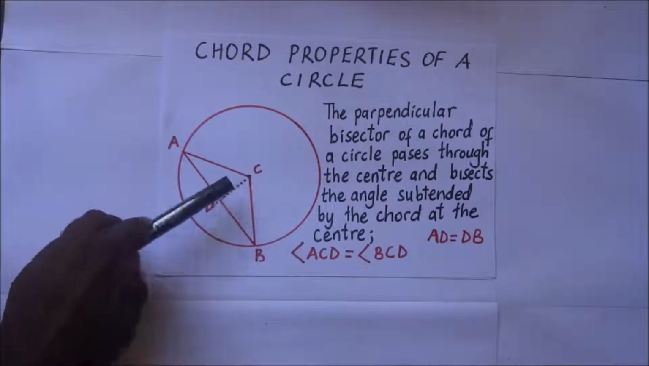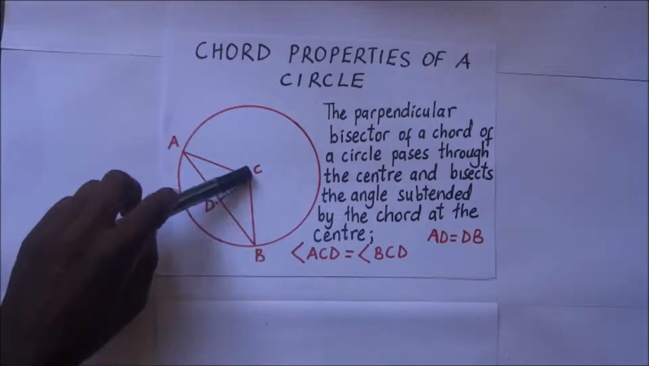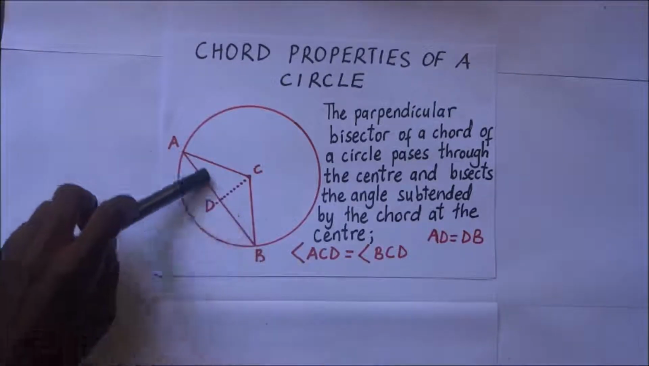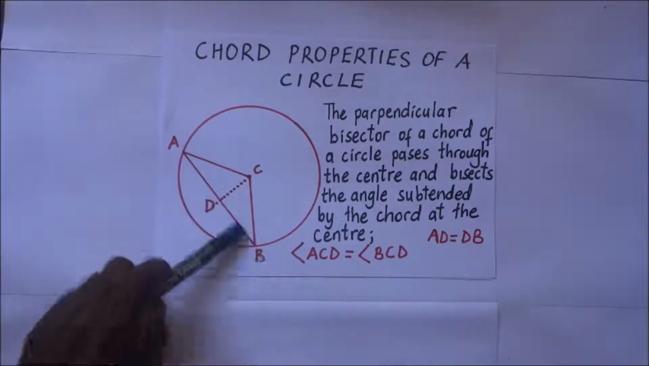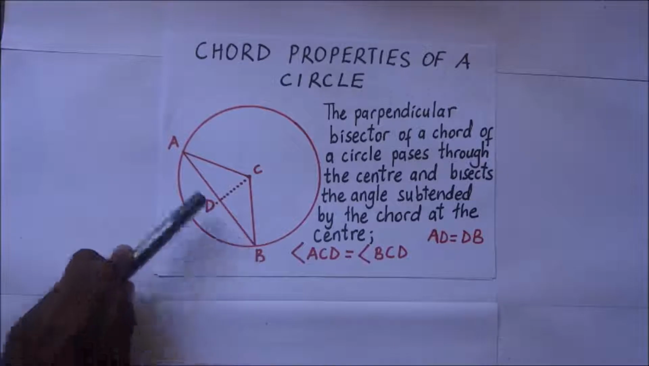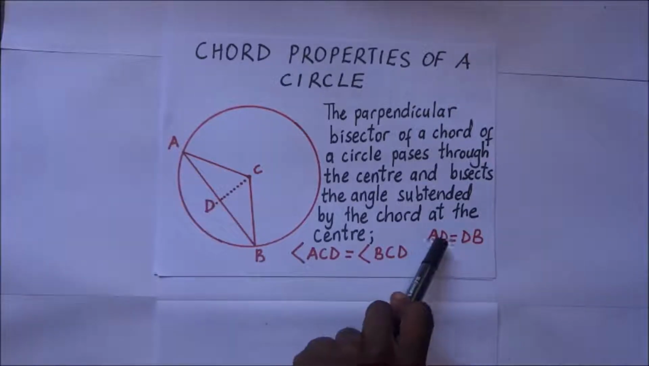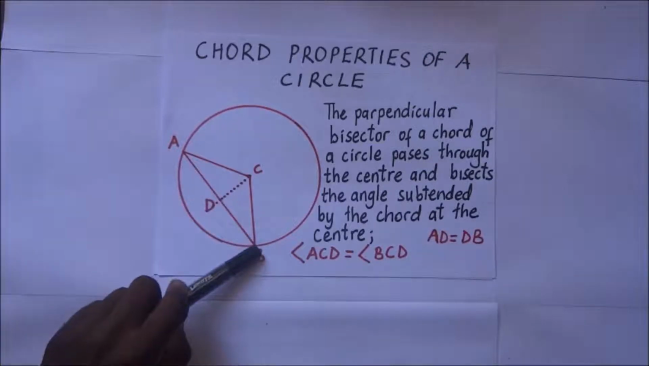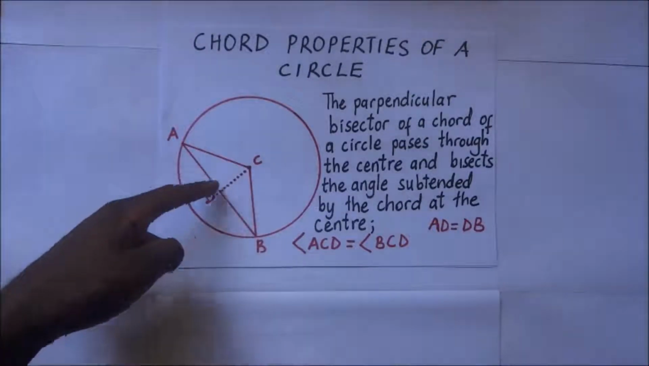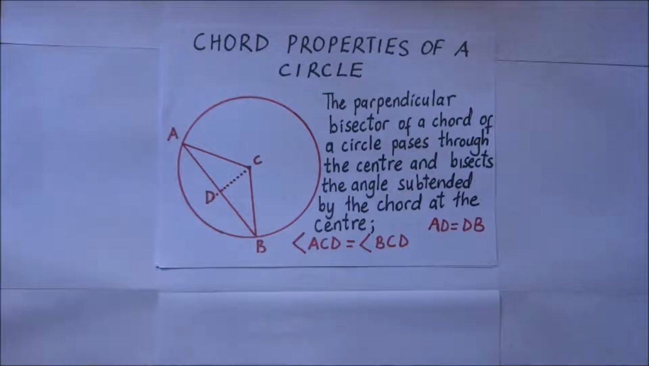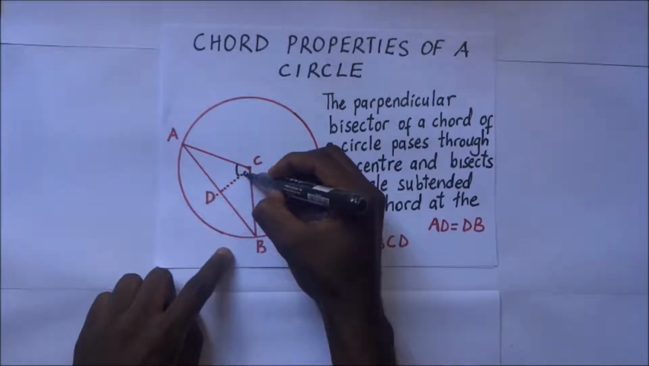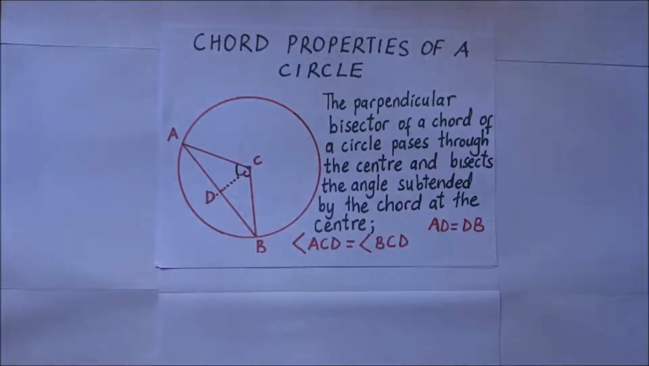It means that when this perpendicular is dropped from the circle's center to come and bisect this line or divide it into two, it means that AD is equal to DB. So this length is equal to that length. Since this perpendicular bisector bisects this chord, it means that this angle up here is the same as that angle. They're going to be the same.